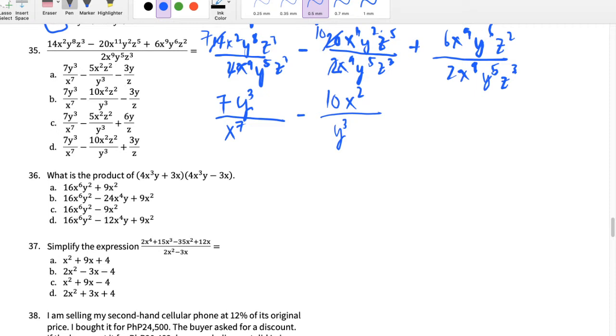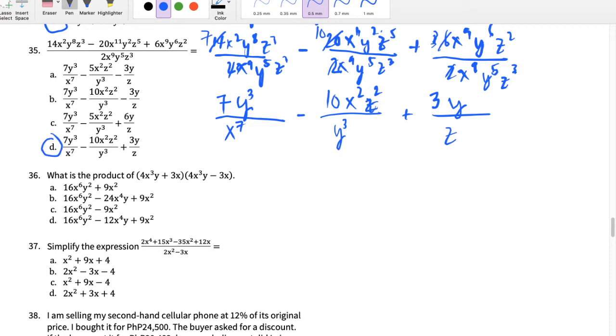Okay? z raised to 5 over z cubed, what's left in the numerator is z squared. Okay? Plus 6 and 2, this becomes 3 in the numerator. x raised to 9 over x raised to 9, they just cancel. y raised to 6 over y raised to 5, a y is left on top. z squared over z cubed, a single z is left on the bottom. Okay? So our answer here is letter D. Is that right? That's the same? Okay, letter D.